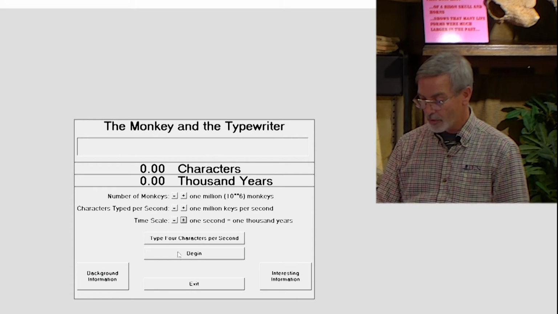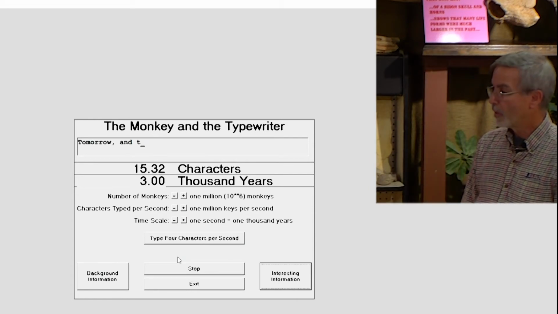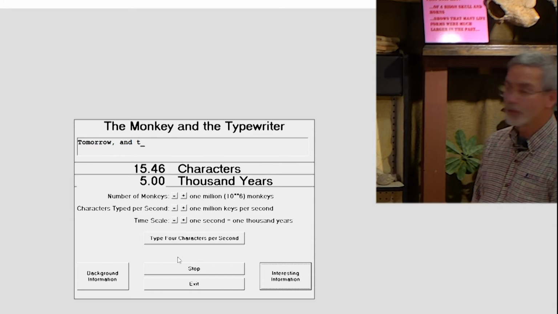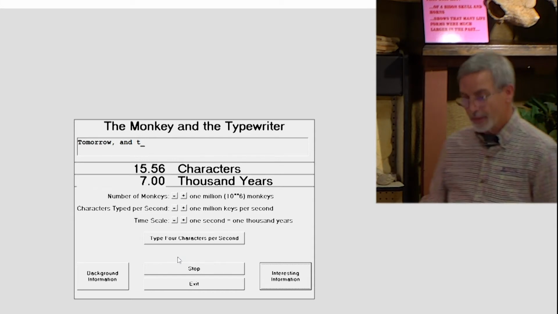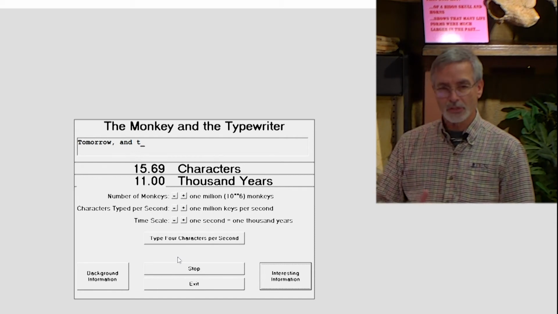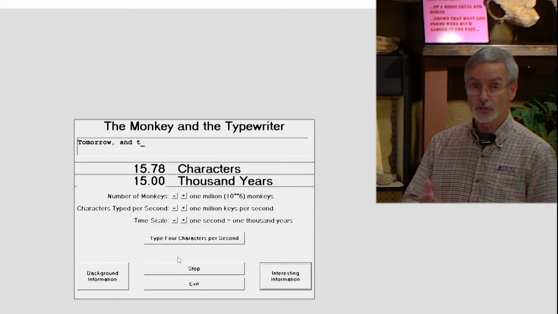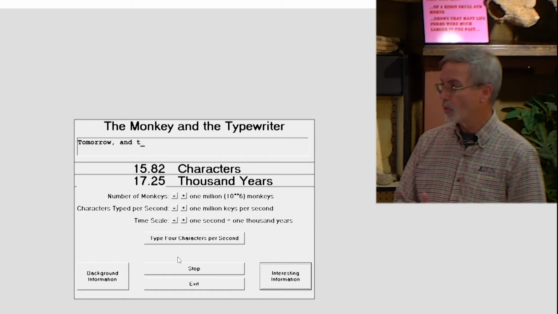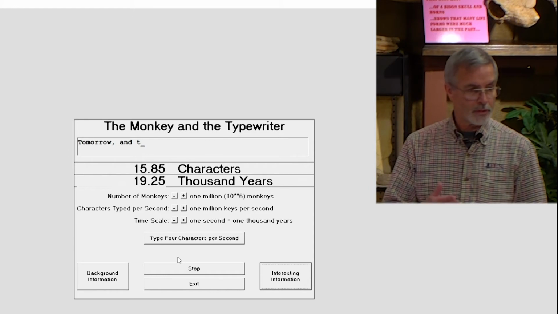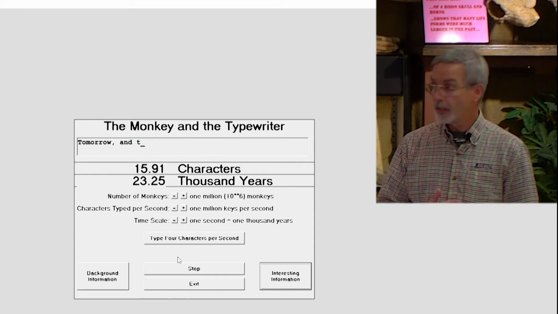How far do you think it'll get? Tomorrow and tomorrow. That's it. That's as much as you get. So you see what I'm saying? The chances are very deceiving, and the reason they're deceiving, even to us, is because we have been told over and over and over again that these very unlikely things can happen by chance, and they can't. They just plain can't happen.